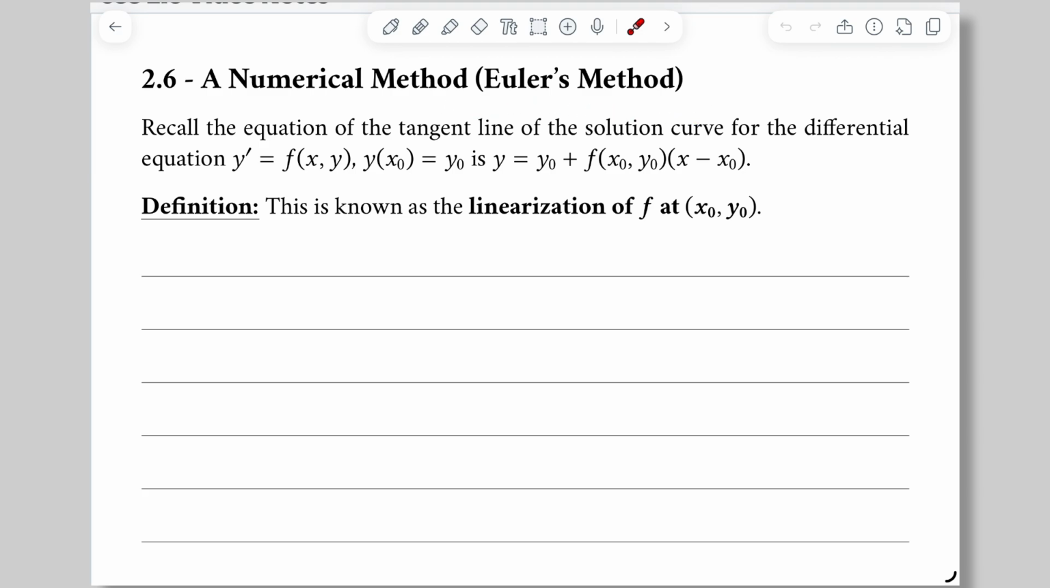It's based on the fact that if we have a slope y prime defined as a function of x and y, so y prime equals f of x, y, and a known point on the curve that we call an initial condition, y of x naught equals y naught, then the equation of a tangent line to the solution curve at that point is y equals y naught plus f of x naught, y naught times x minus x naught.